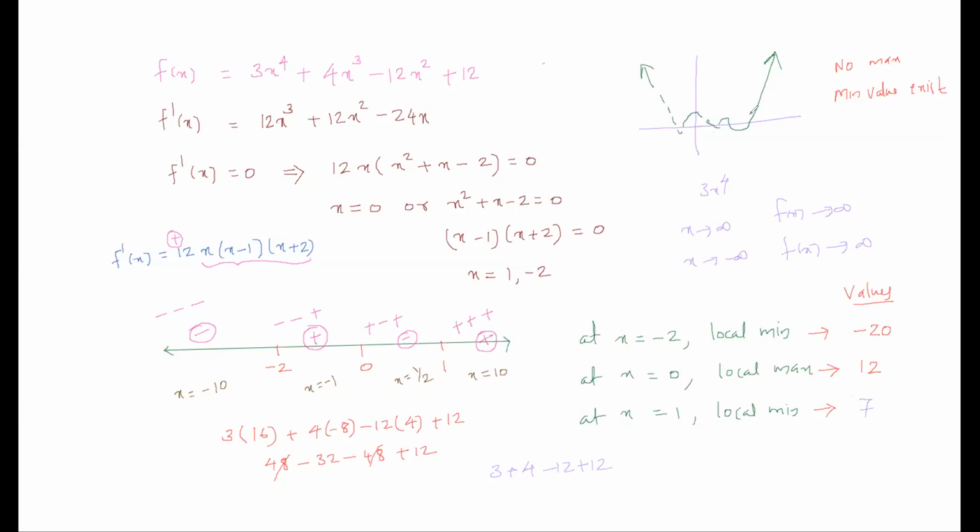This function is having a local minimum at x is equal to -2, where the local minimum value is -20, and at x is equal to 0, there is a local maximum, and the local maximum value is 12, and at x is equal to 1, there is a local minimum, and the local minimum value is 7. And when I explained the end behavior, I told you there is no maximum value for the function, but I told you there is a minimum value.